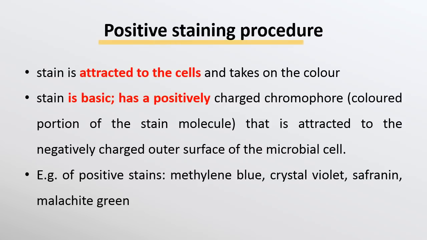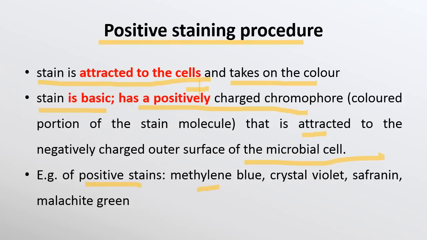So let's look at the positive staining procedure. In the positive staining procedure, the stain is attracted to the cells and takes the color. Usually the stain or the dye is basic, which has a positive charge chromophore. The chromophore is the component in the dye that gives color. As we know, the microbial cell is negatively charged, and that will attract the positively charged dye, and the dye will stick on the microbial cells. Examples of positive stains include methylene blue, crystal violet, safranin and malachite green, which are all the stains you'll be seeing in your practical 1.